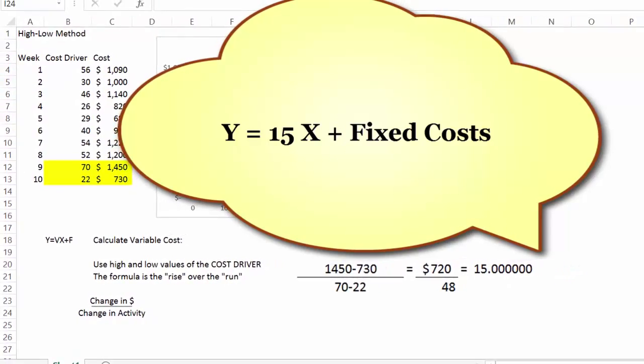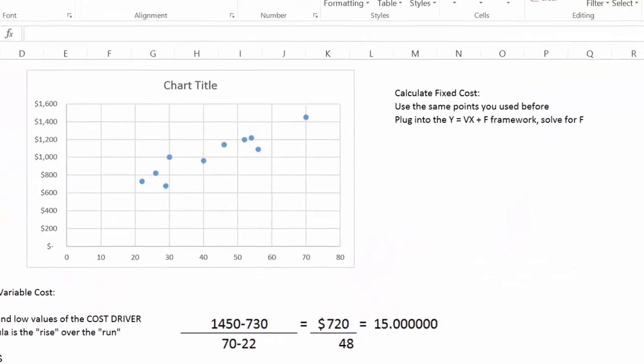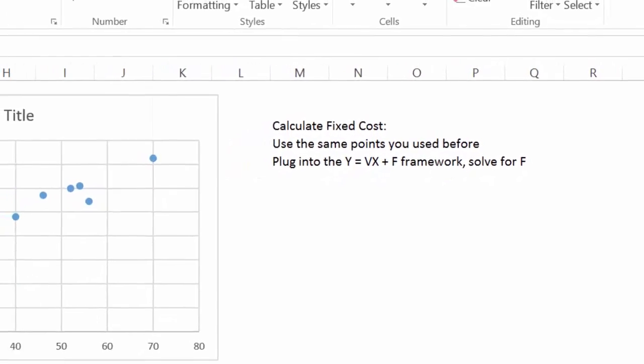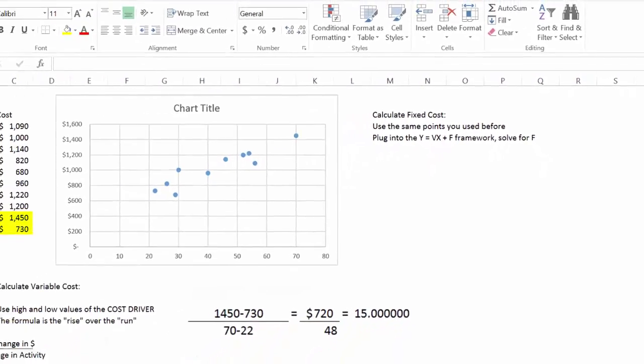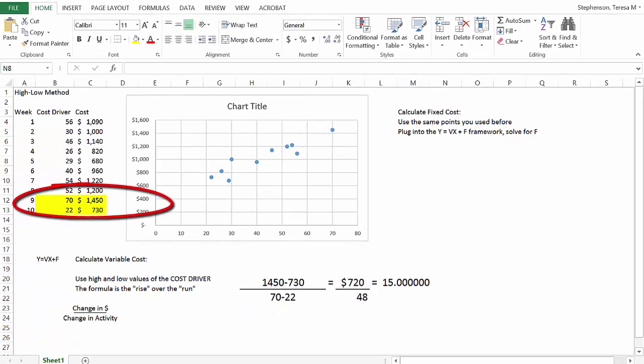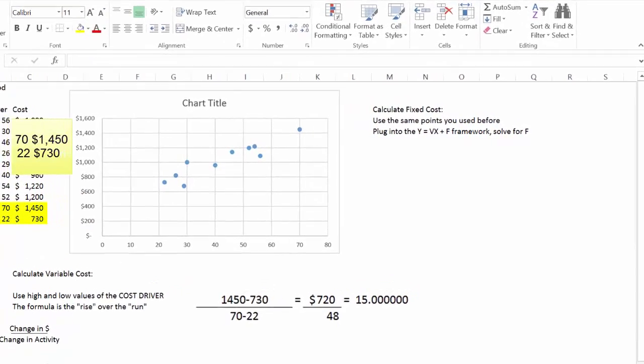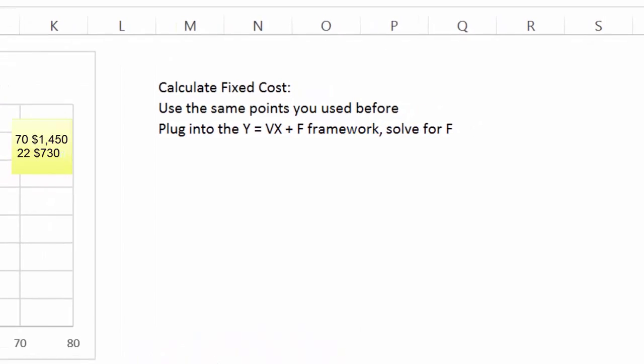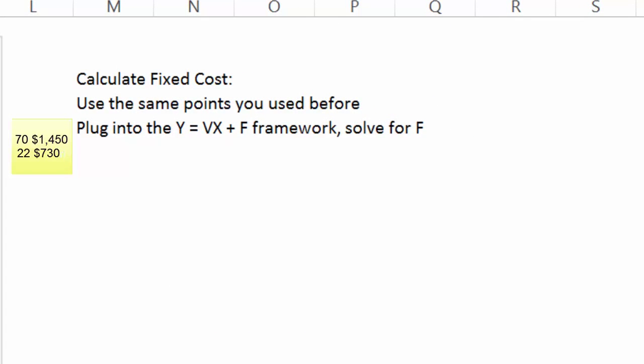We need to go in and calculate the fixed cost. So to calculate the fixed cost, we want to use the same points we used before, the 70 and the 22, so the high and the low week. We want to plug it into the y equals vx plus f framework and solve for f. So let's see what that looks like.